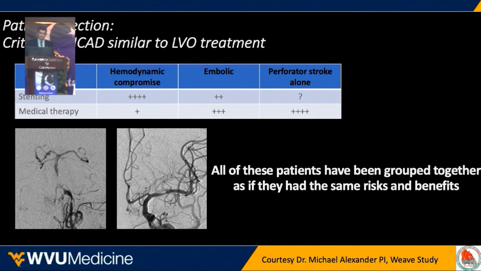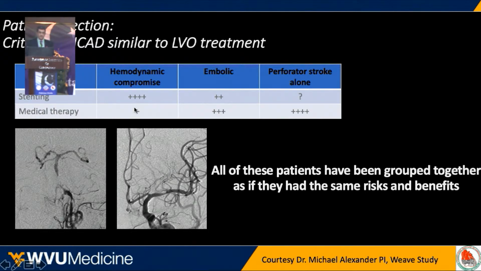Patient selection for ICAD is similar to LVO treatment. Stenting can be considered for hemodynamic compromise. For instance, our last patient we did was a post-CABG patient with a tandem carotid stenosis, M1 stenosis. Carotid was treated, patient did not get better, labile pressure-dependent symptoms, and so we stented that patient.